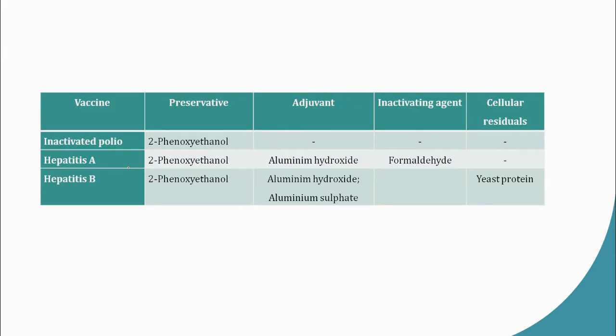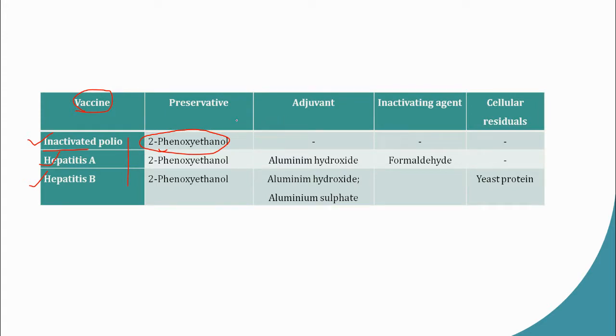Okay, here I have given certain examples of vaccines which contain stabilizing agents, like preservatives, adjuvants, and cellular residues, etc. I have taken the examples of vaccines like inactivated polio, hepatitis A, and hepatitis B. If you take the example of inactivated polio, the preservative commonly used for these three types of vaccines is 2-phenoxyethanol. 2-phenoxyethanol acts as a preservative for these three types of vaccines.